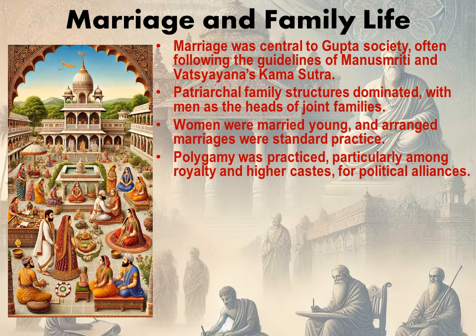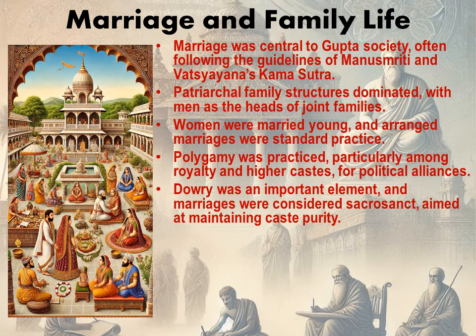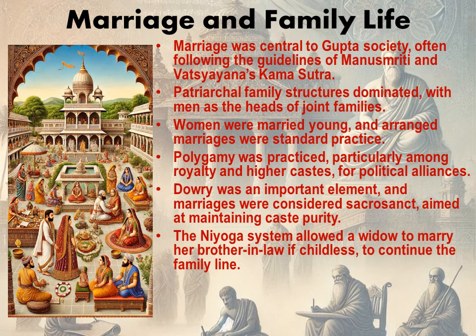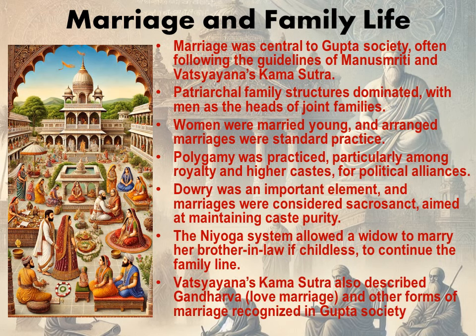Polygamy was practiced, particularly among royalty and higher castes, for political alliances. Dowry was an important element, and marriages were considered sacrosanct, aimed at maintaining caste purity. The Niyoga system allowed a widow to marry her brother-in-law if childless, to continue the family line. Vatsayana's Kama Sutra also described Gandharva, love marriage, and other forms of marriage recognized in the Gupta society.